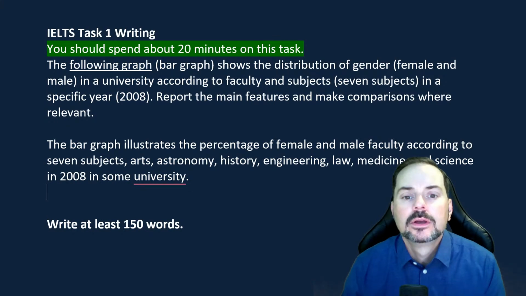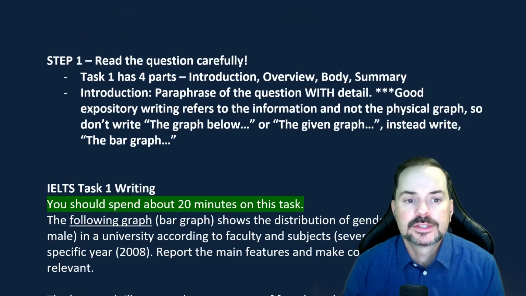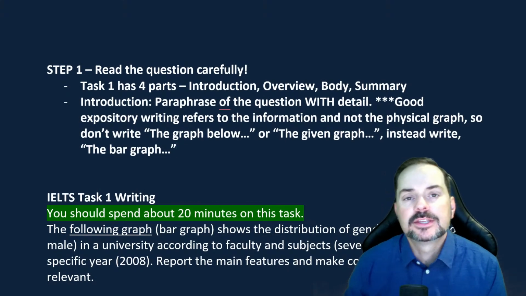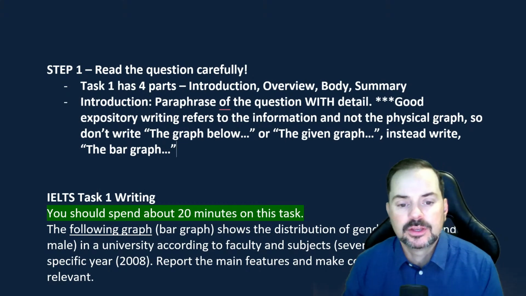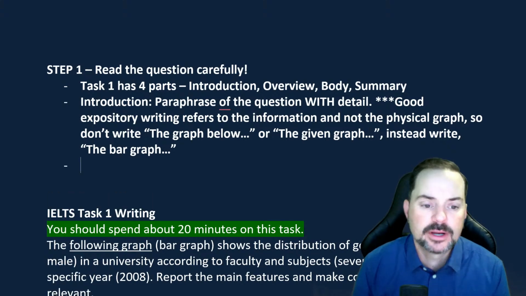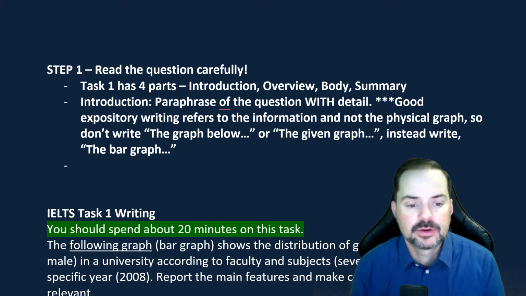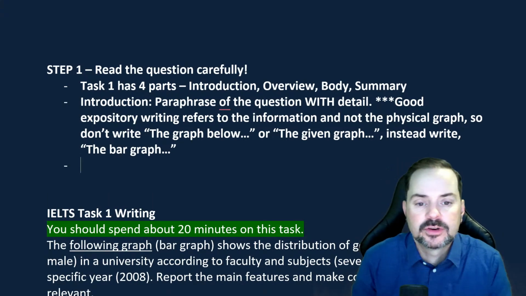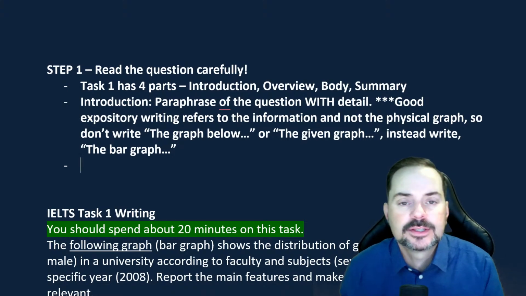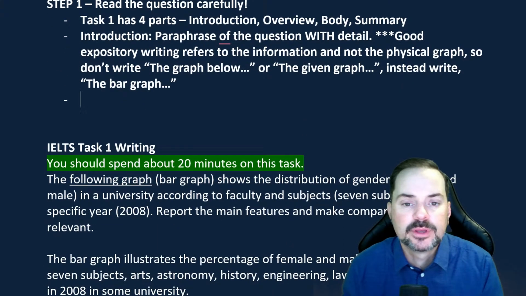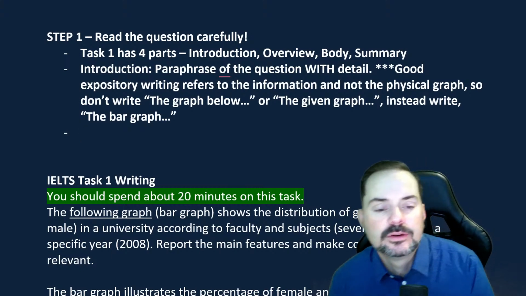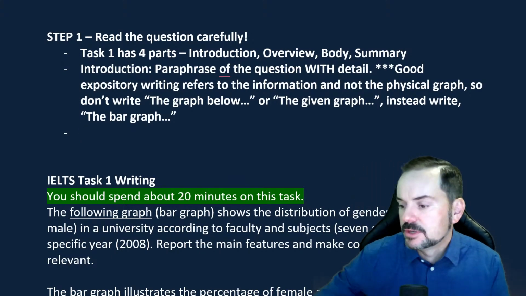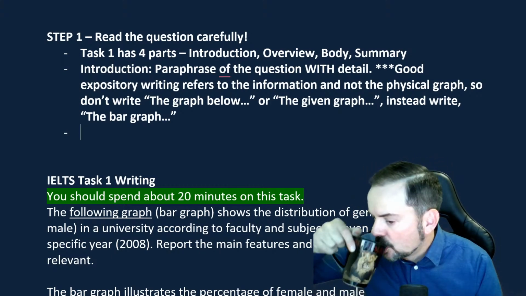All right, so now comes the overview. That's the second part, and the IELTS likes to see the introduction and the overview as 2 separate paragraphs, so you can write 2 separate paragraphs. In university, it's not necessary, but in the IELTS, they like to see the introduction separate from the overview. In university, the overview would be considered part of the introduction.